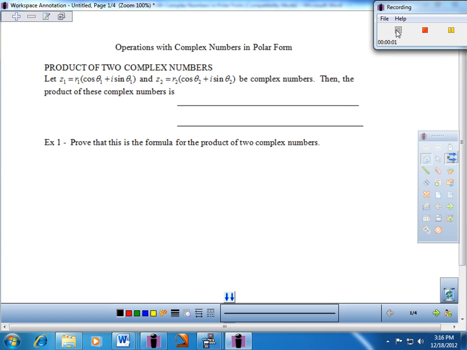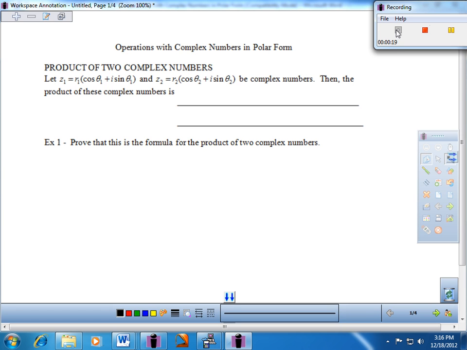Welcome. The title of today's lesson is Operations with Complex Numbers in Polar Form. And this lesson actually represents the day 1 part to this, as you'll see the day 2 on the next notes worksheet. So we're going to do 4 operations with complex numbers over the next couple days.